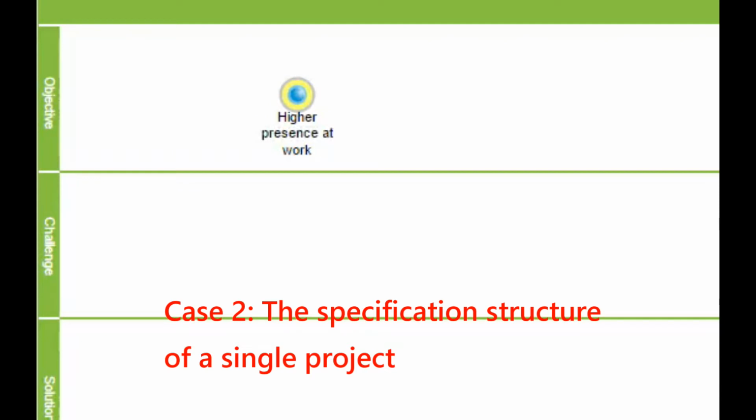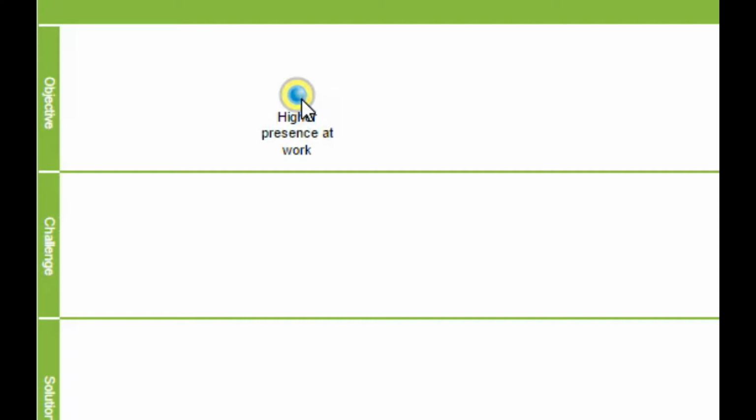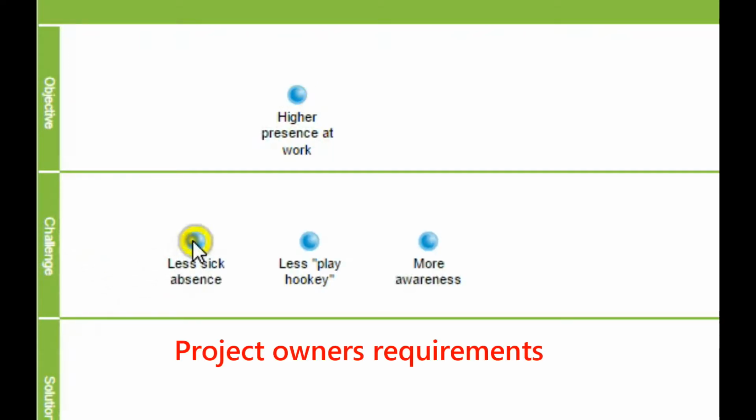So let's take a look at project higher presence at work and start from the top, where the business goal, the top level objective, is simply higher presence at work. And let's move down to the challenge area, which actually represents the system requirements from the top level management point of view or the project owner point of view. Okay, then the project owner has come up with the following 3 requirements, top level requirements for the system. And that is that it should provide less sick absence, less play hooky, that is just being away from work with no particular reason, and more awareness when at work.